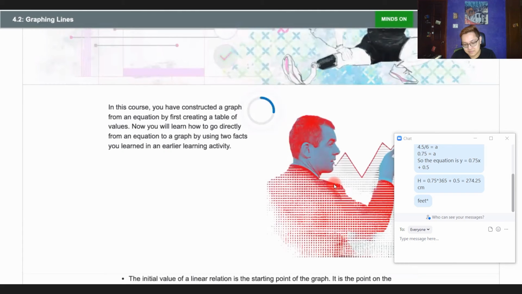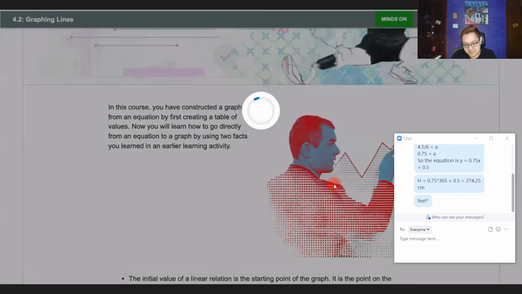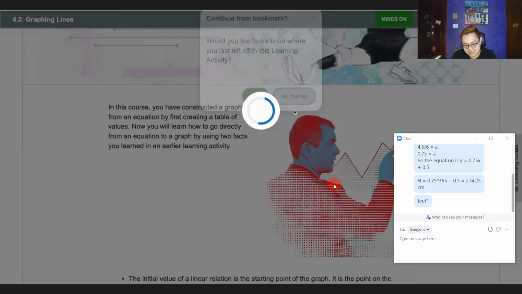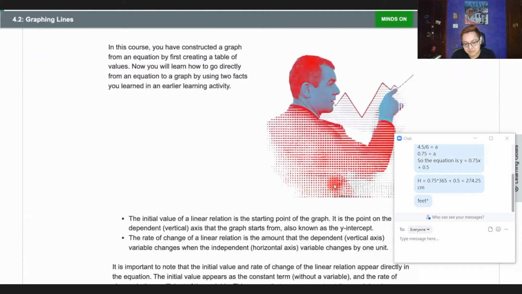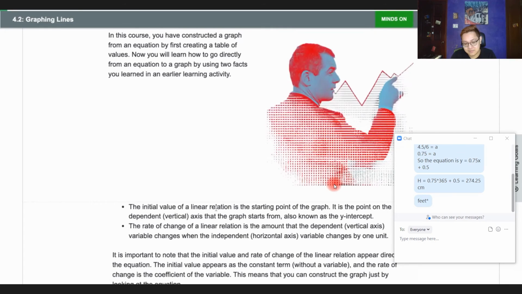In this course, you have constructed a graph from an equation by first creating a table of values. Now you learn how to go directly from an equation to a graph by using two facts you learned in an earlier learning activity. The initial value of a linear relation is the starting point of the graph. It is the point on the dependent vertical axis that the graph starts from, also known as the y-intercept.